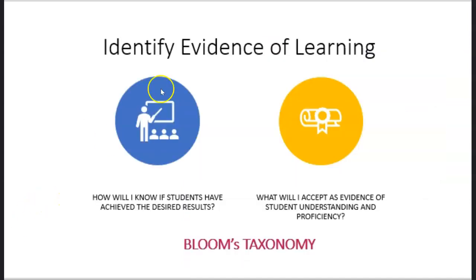In order to identify the evidence of learning, the instructor needs to consider the assessments and the performance tasks students will complete in order to demonstrate evidence of understanding. So here the teacher asks 2 questions. 1. How will I know if students have achieved the desired results? And 2. What will I accept as evidence of student understanding and proficiency? For that, one can take into account Bloom's taxonomy.